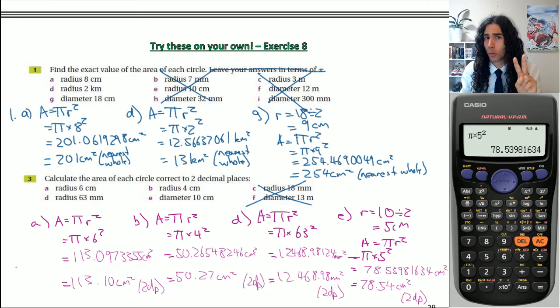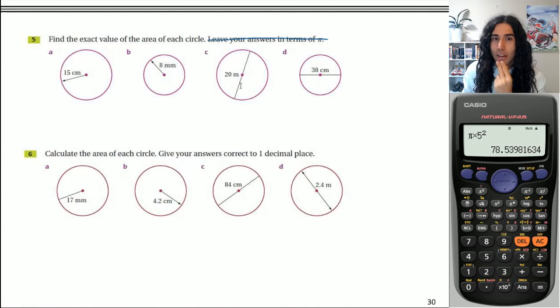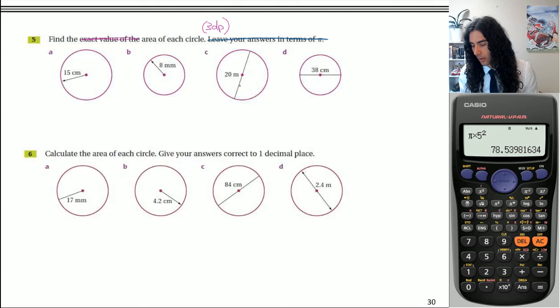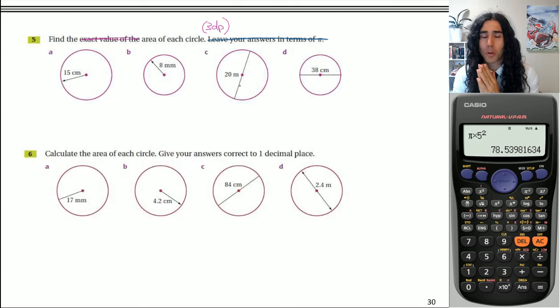3, 2, 1. Last page. Find the exact value. Find the area of each one. Just find the area. And let's go for 3 dp. So I want you to have a go at that. Now, unfortunately, I have to stop the recording here. So I'm not going to be able to give you answers. Oh, no. I'll make the time.